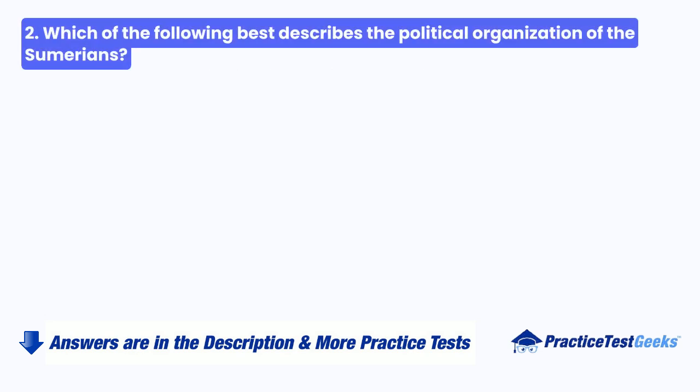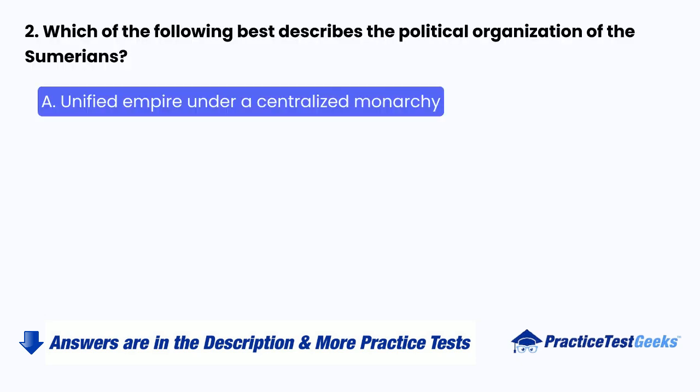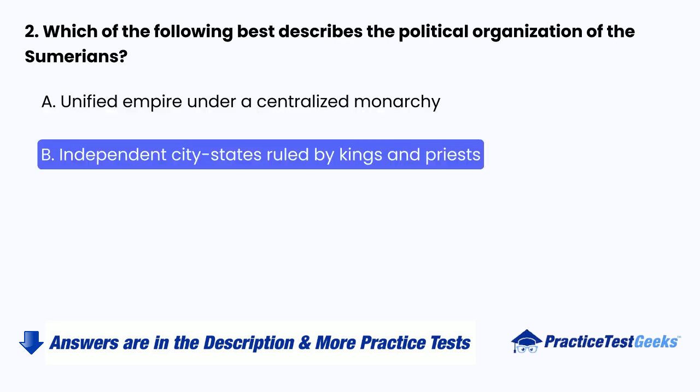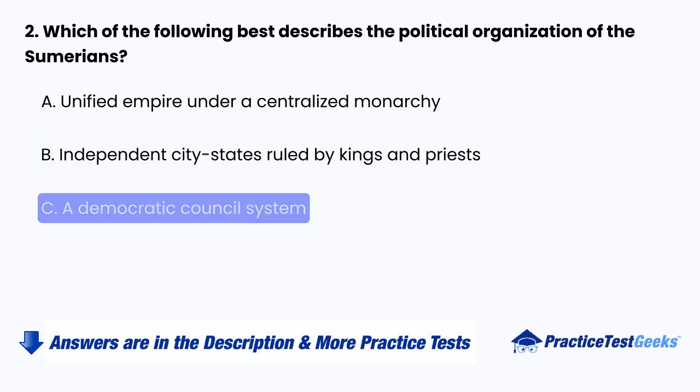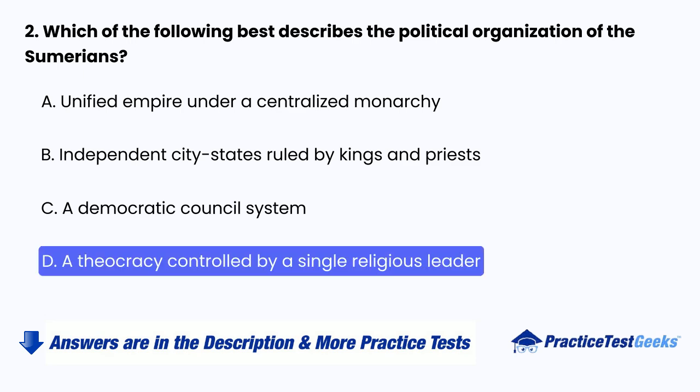2. Which of the following best describes the political organization of the Sumerians? A. Unified empire under a centralized monarchy. B. Independent city-states ruled by kings and priests. C. A democratic council system. D. A theocracy controlled by a single religious leader.